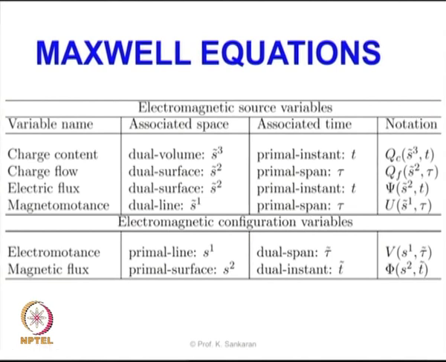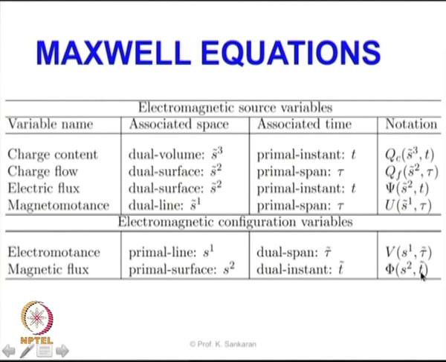Likewise, we have the configuration variables, which we call electromotance and magnetic flux. They are related to the primal space and dual time coordinates. So V is measured on the primal line and the dual time span. Similarly, the magnetic flux is calculated on the primal surface and the dual instant.